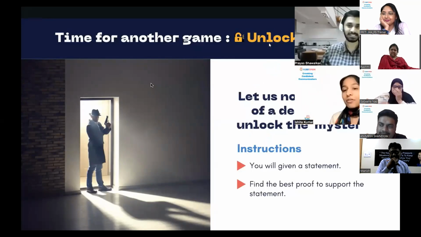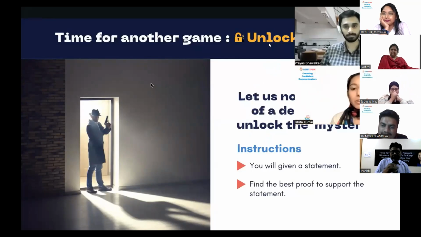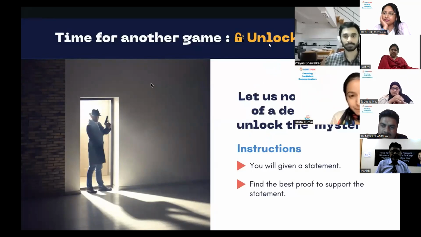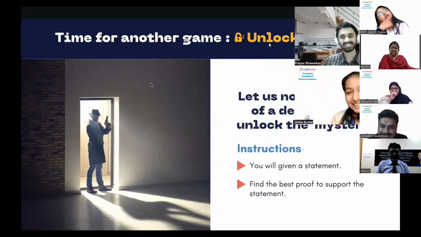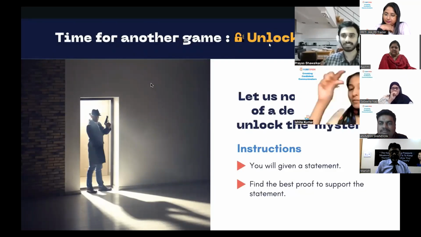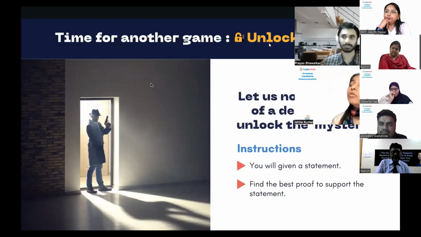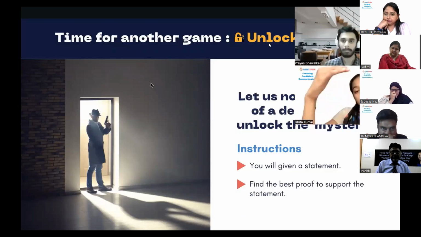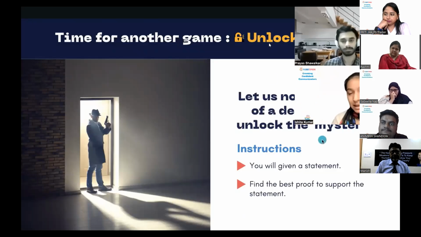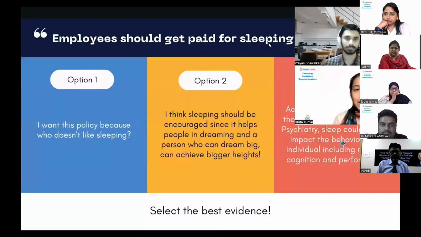And what we have to do is, here are the instructions. Can you please read out the 2 points under instructions? You will be given a statement. Find the best proof to support the statement. Got it. So there would be one statement, and then I'll give you 3 options as its proof. And you have to find the best proof that supports that statement. So the first statement is employees should get paid for sleeping in the office.